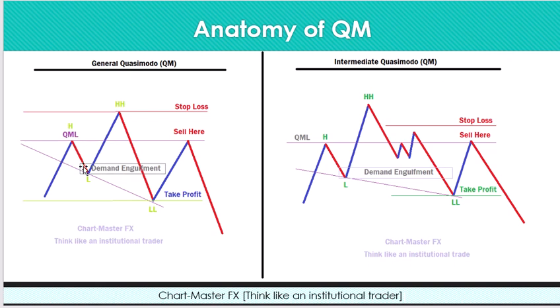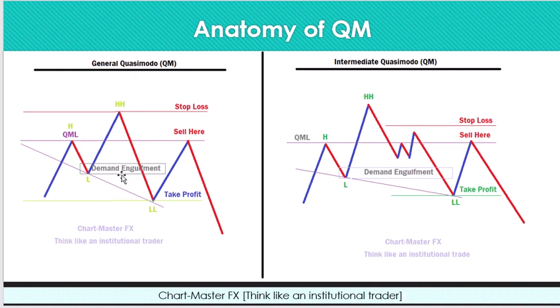Then what happens now is that we wait for the break of this lower low, which means this demand has been engulfed and the market actually was able to create a lower low. Once a lower low was created, then when the price returns to the QM level, that's the place where you sell. Once you sell, your target profit will be the depth of the movement of the price when it engulfed the lower low. So this is the characteristic of the general Quasimodo.